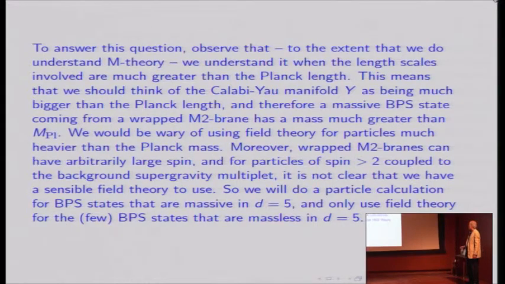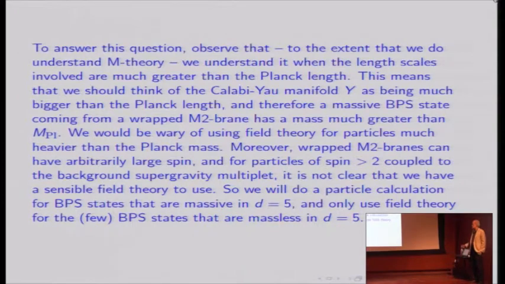Instead, we're going to do a particle calculation for BPS states that are massive in 5 dimensions, and you'll see the particle calculation will be completely painless. It won't raise any of the worries that I think you ought to have if you try to do the calculation for a particle with spin 92 and mass much bigger than the Planck mass by representing it in terms of fields. We only will use field theory for the very few BPS states that are massless in 5 dimensions.